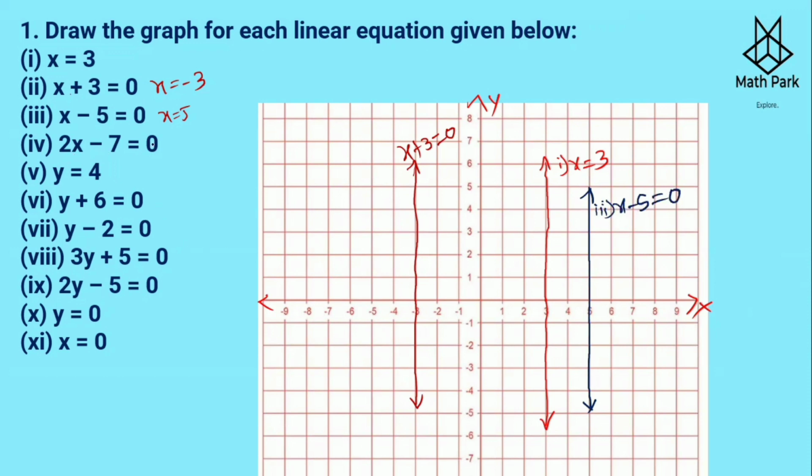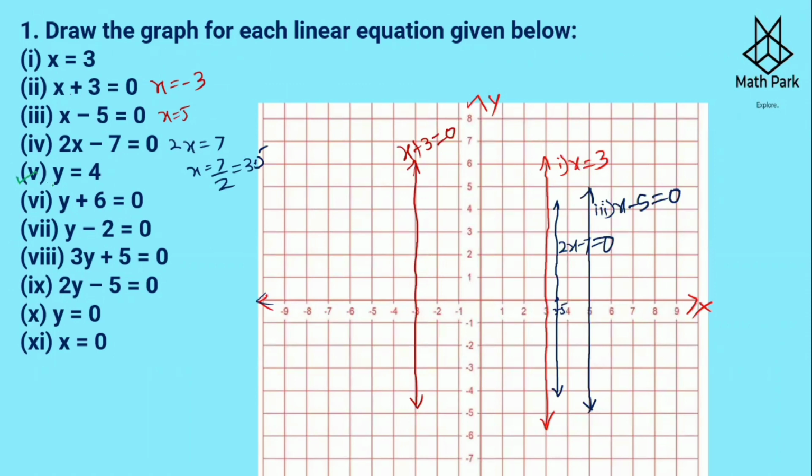The fourth one says 2x minus 7 is equal to 0. When we solve it, you get 2x is equal to 7, and x is equal to 7 upon 2, which is 3.5. So let us draw x is equal to 3.5. This is the point 3.5, and the line which is passing through 3.5, that is 2x minus 7 is equal to 0, is this line.